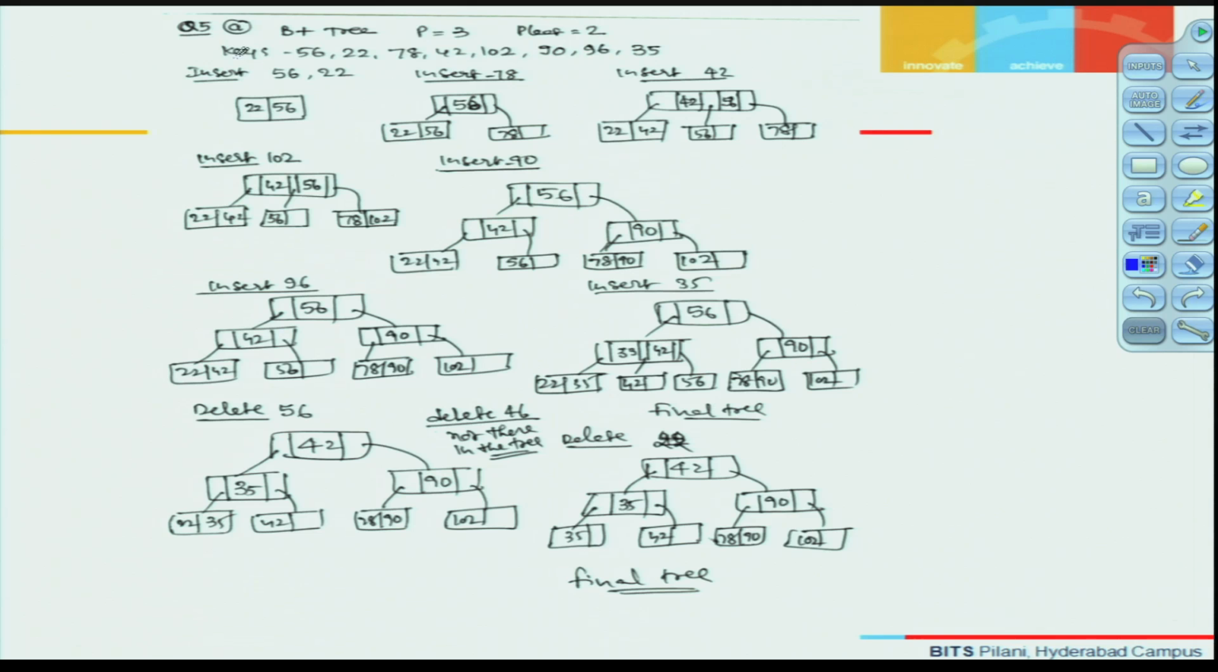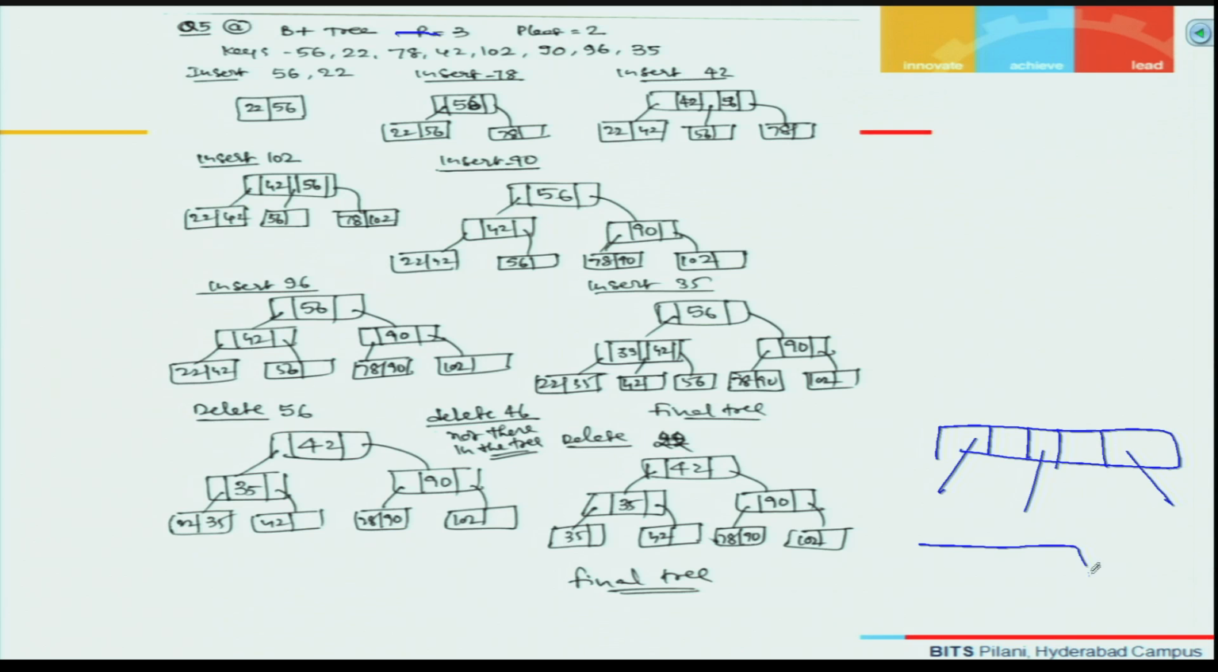This gives the keys that need to be inserted in the same order. P, which is known as the order of the B plus tree, is equal to 3. That means any internal node can have a maximum of 3 pointers, and with a maximum of 3 pointers, what is the maximum number of keys in any internal node? Only 2, that is 1 less than the number of pointers. And what is P leaf? Any leaf level node can have only 2 keys, and along with each key there will be a pointer to the record.